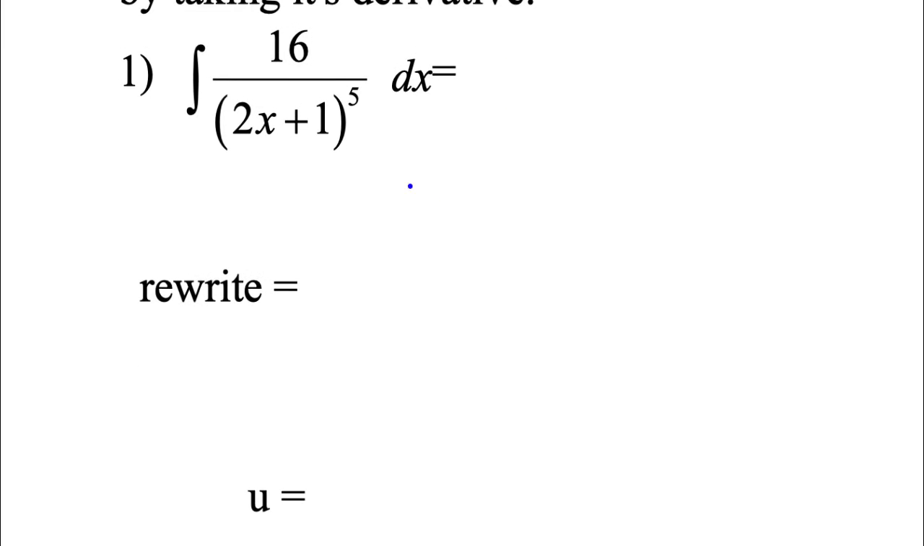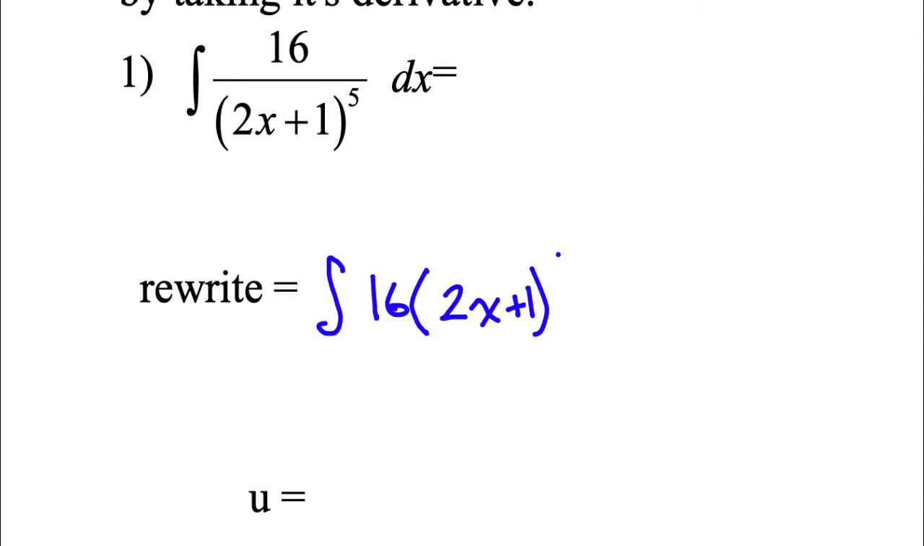So I need to rewrite this without a fraction. This is now going to be the integral of 16 times the quantity of 2x plus 1, no longer to the power of positive 5, but negative 5, because that's what happens when you move it between the numerator and denominator. You multiply by negative 1 for the power. This is still dx.